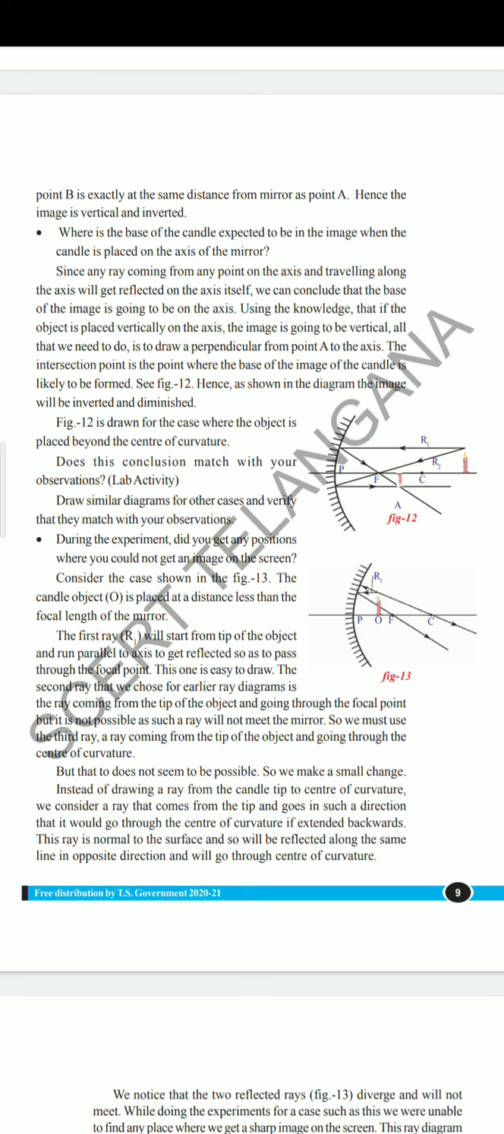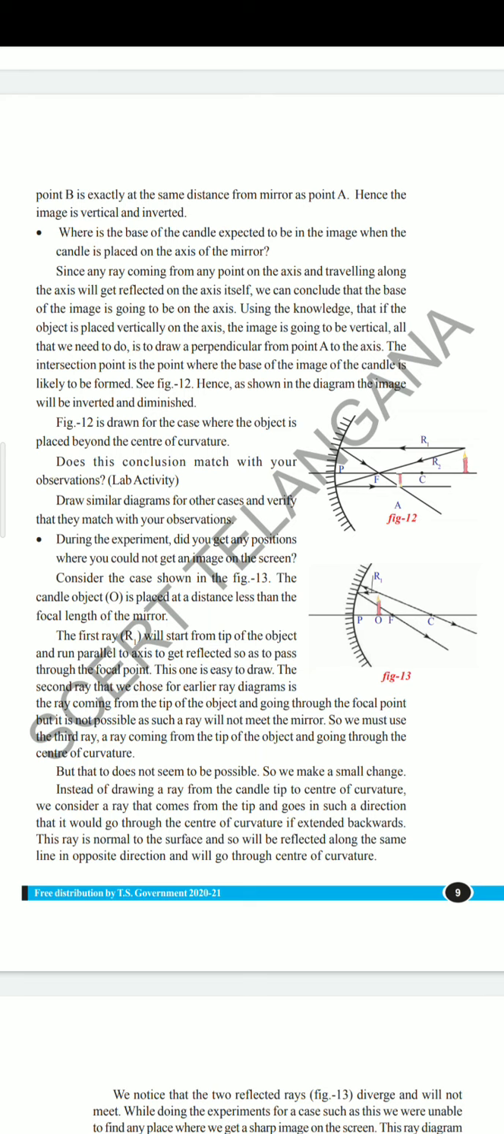Consider the case shown in figure 13. The candle object O is placed at a distance less than the focal length of the mirror. The first ray R1 will start from the tip of the object and run parallel to the axis to get reflected so as to pass through the focal point. This one is easy to draw. The second ray that we chose for earlier ray diagrams is the ray coming from the tip of the object and going through the focal point, but it is not possible as such a ray will not meet the mirror.